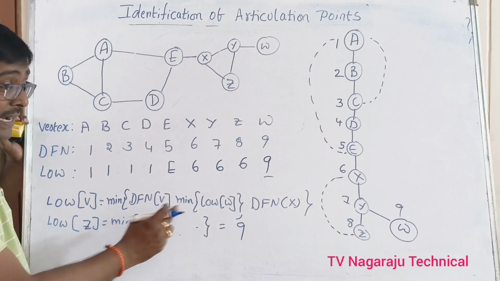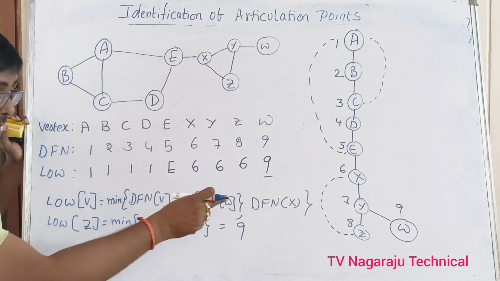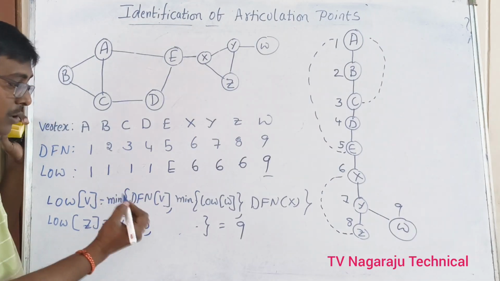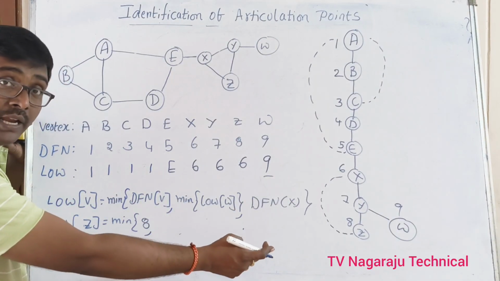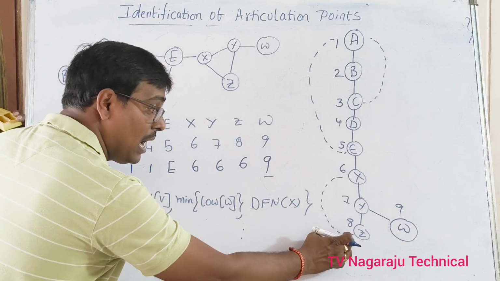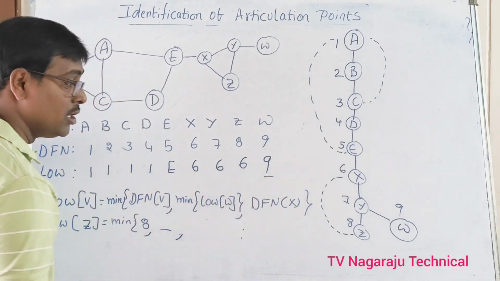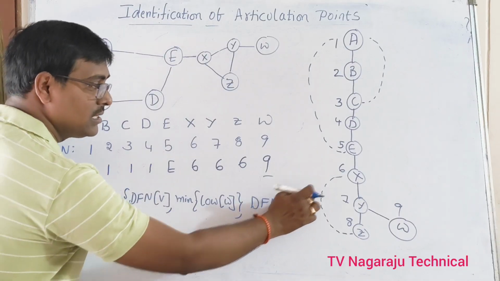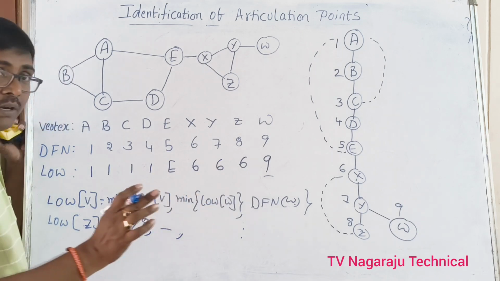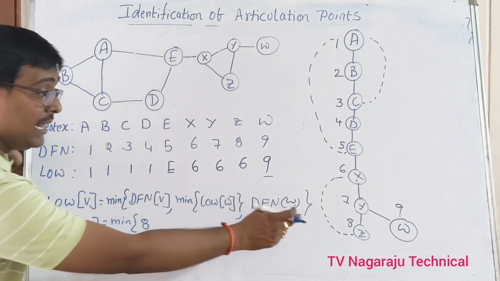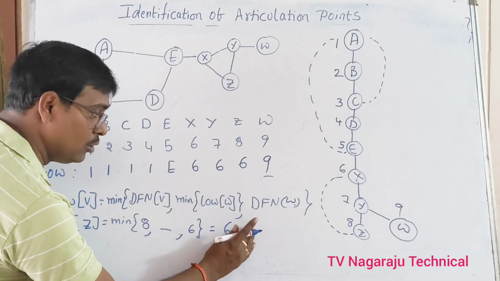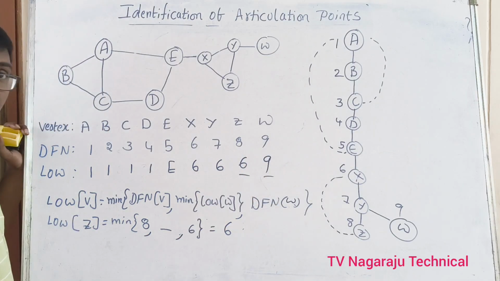the minimum of DFN of Z. DFN of Z is equal to 8, comma, child. Any child for Z? No. Any back edge from Z? Yes. We have a back edge from Z. So DFN of X, here this X and that X are different. For example, consider some W, whatever it is. Both are different. DFN of X is 6. So the low value is 6. Now observe, right or wrong?